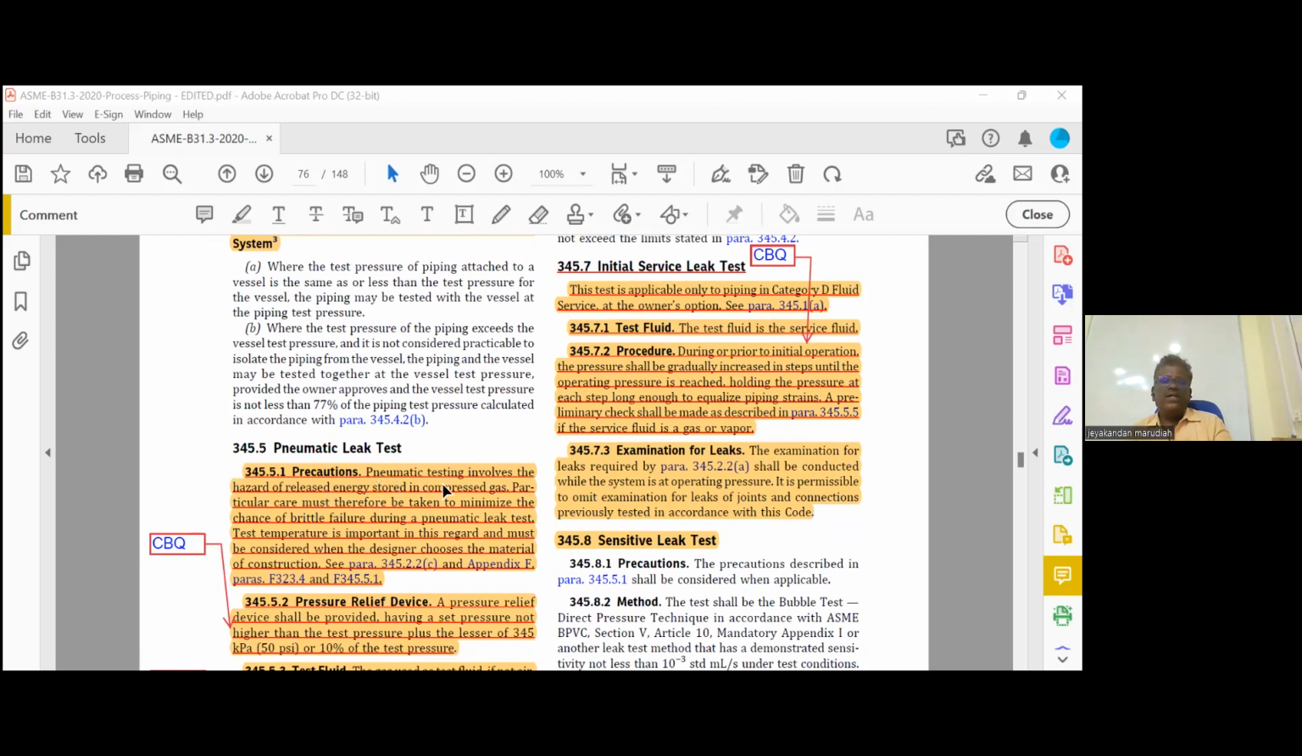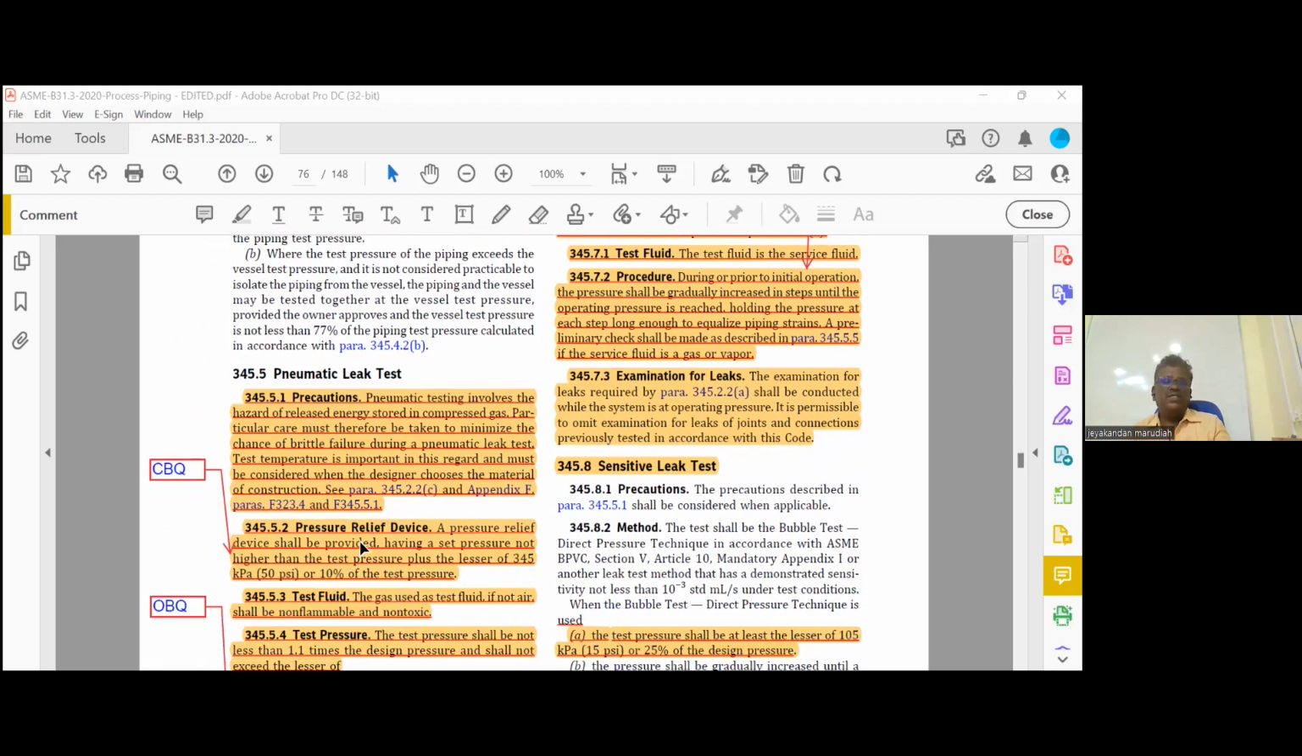345.5.1. Pneumatic testing involves the hazard of the release of energy stored in the compressed gas. Particular care must therefore be taken to minimize the chance of brittle fracture during a pneumatic test. Test temperature is important in this regard and must be considered.